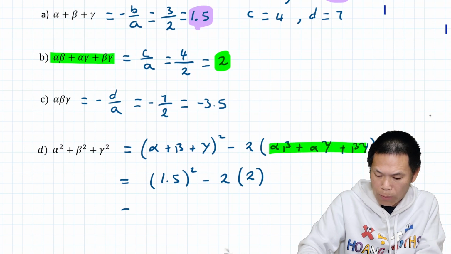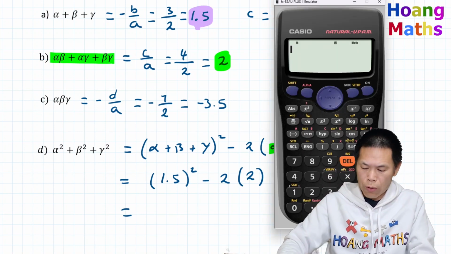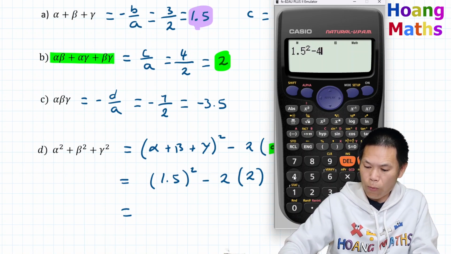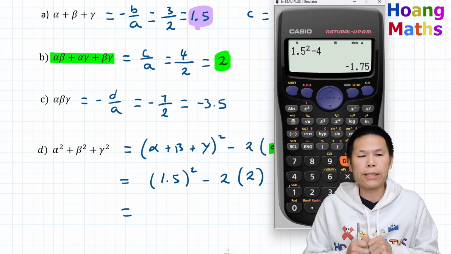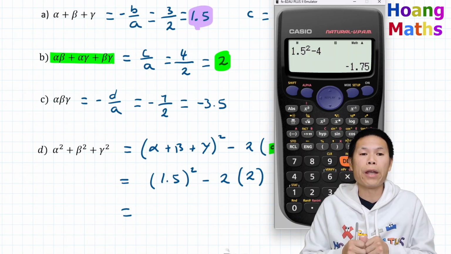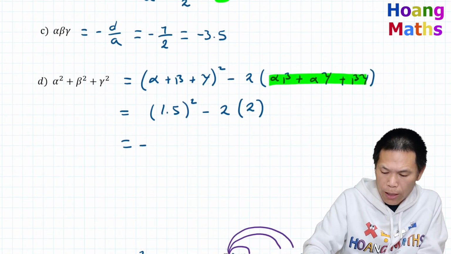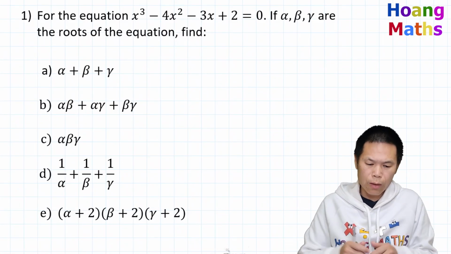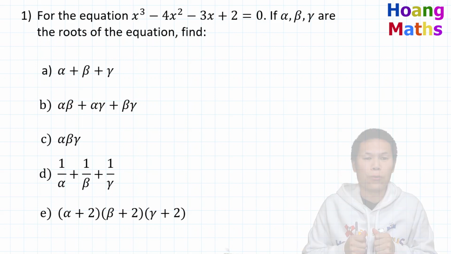So that will give me, so I just quickly put on a calculator. So I just go 1.5 square, we minus 4. So there you go, negative 1.75 or negative 1 3/4 if you like. So that is equal to negative 1 3/4. So there you go. Please pause the video and try this one yourself.